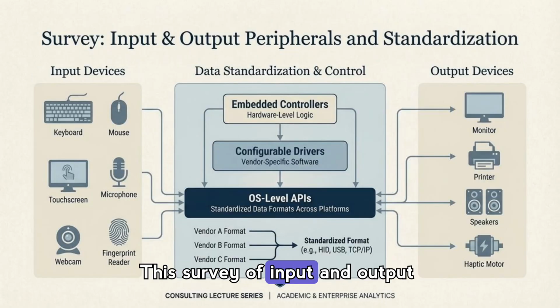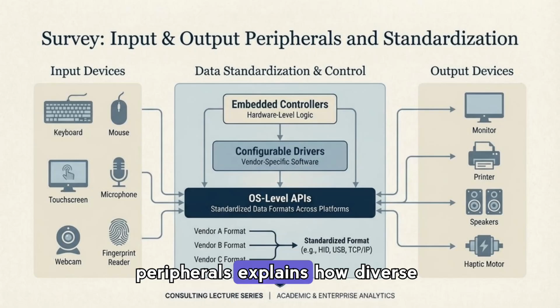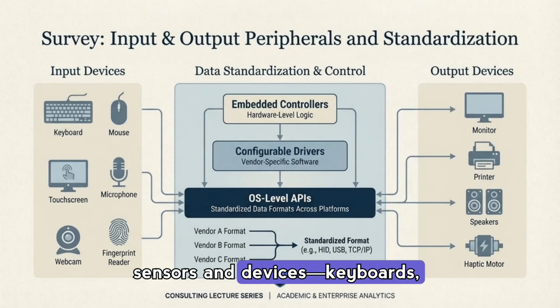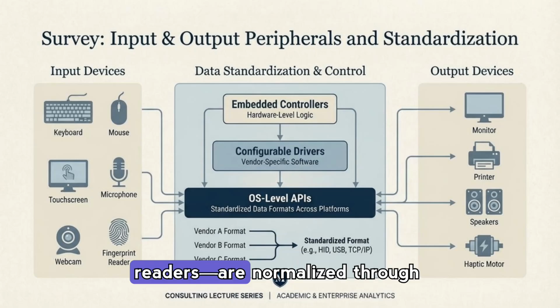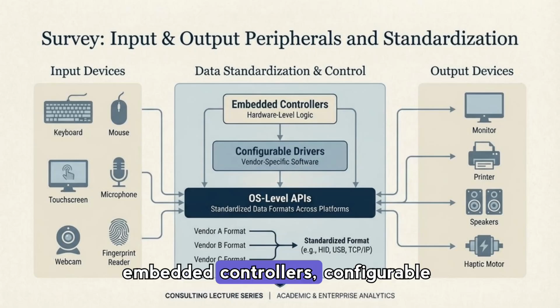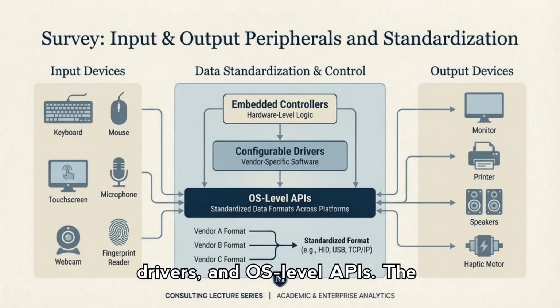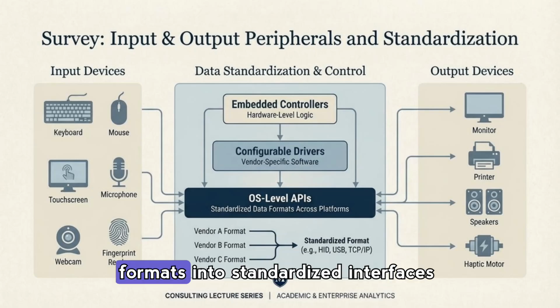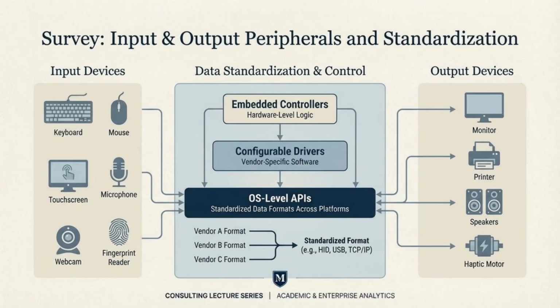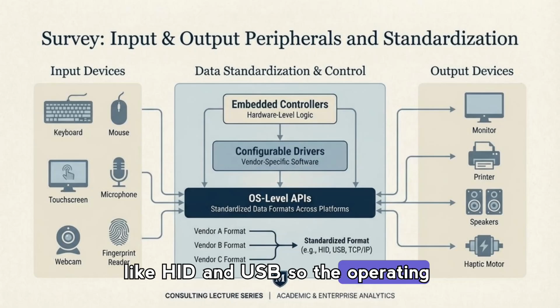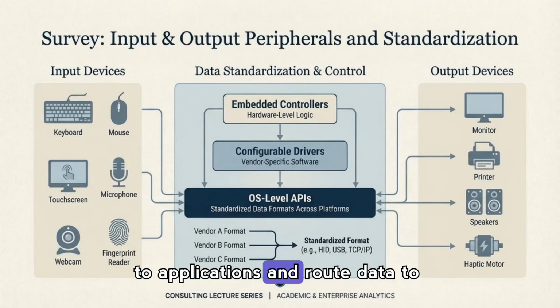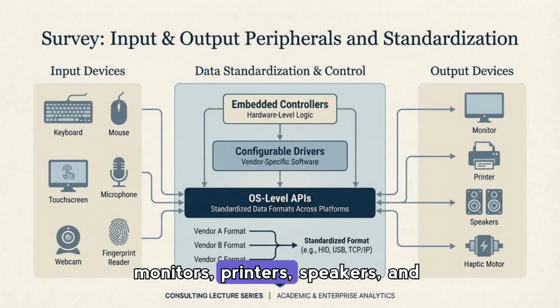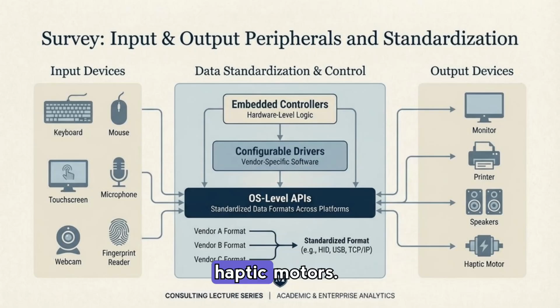This survey of input and output peripherals explains how diverse sensors and devices, keyboards, mice, webcams, fingerprint readers, are normalized through embedded controllers, configurable drivers, and OS-level APIs. The diagram maps device-specific formats into standardized interfaces like HID and USB, so the operating system can present consistent APIs to applications and route data to monitors, printers, speakers, and haptic motors.